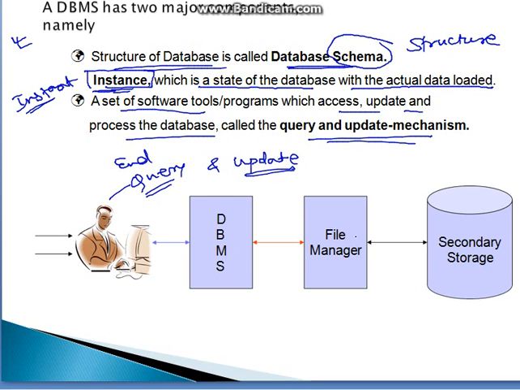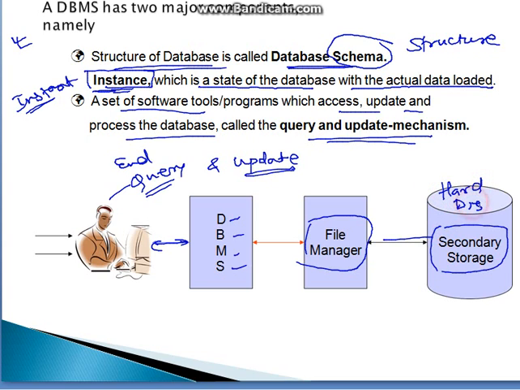So here is one diagram shown. The user is there. He is working with the database management system, DBMS, and there is a file manager in between, which is going to handle the secondary storage. Secondary storage is nothing but a bigger hard disk, or you can say bigger servers where the data is stored and fetched. So the file managers help the DBMS in order to fetch data from the secondary storage devices.